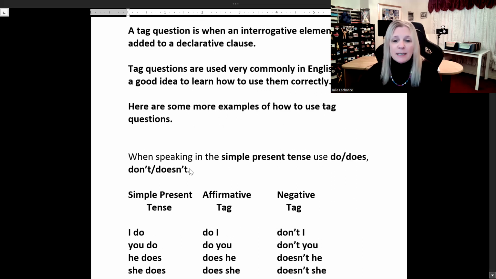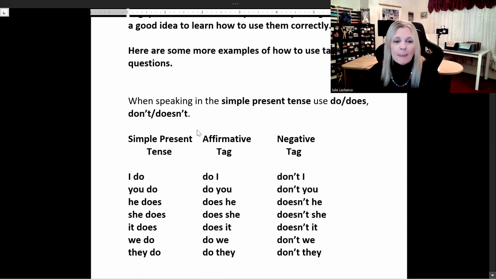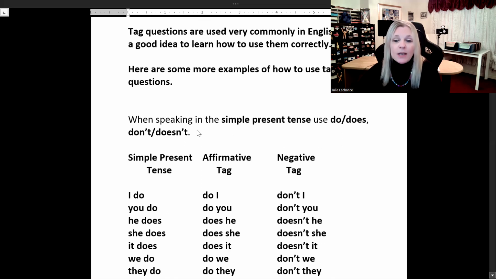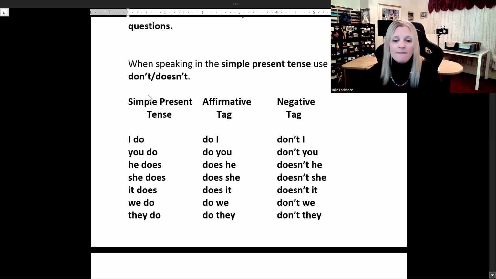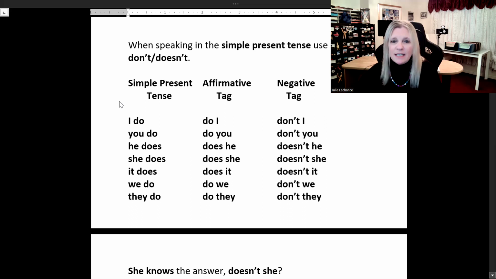Okay, so when speaking in the simple present tense, we use do or does, or don't, doesn't in the negative. So the simple present tense, I do. Affirmative tag is do I. Negative tag, don't I. You do. Affirmative tag, do you. Negative tag, don't you. He does. Affirmative, does he. Negative, doesn't he. She does. Affirmative tag, does she. Negative tag, doesn't she. It does. Does it. Affirmative, doesn't it.